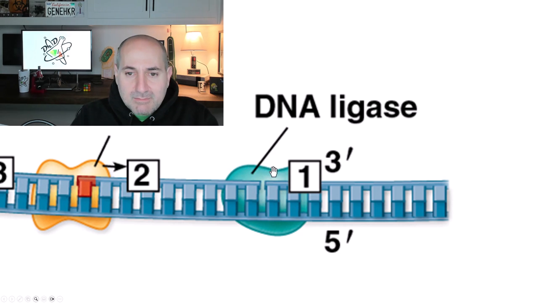So to fix that break, another enzyme comes along after DNA polymerase 1 is finished. It's called DNA ligase. And DNA ligase's job is to fix this break. What it does is it connects the two Okazaki fragments to one another. It joins the two by fixing that phosphodiester bond, and thereby making the daughter strand of DNA continuous and not fragmented anymore. So again, the job of DNA polymerase 1 is to replace RNA primers with DNA. It does a good job, but it leaves a break. So DNA ligase joins the two Okazaki fragments.